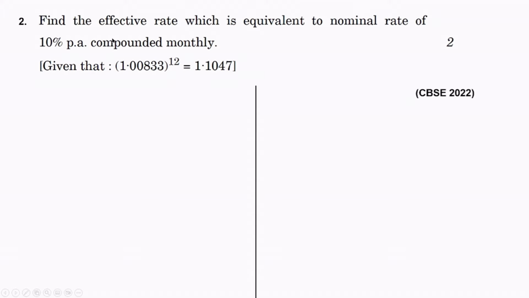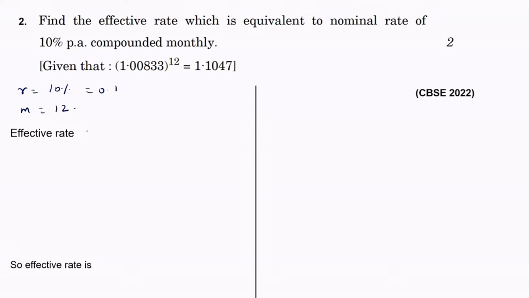Next question, find the effective rate which is equivalent to nominal rate of 10% per annum compounded monthly. Given 1.00833 whole raised to 12 is 1.1047. So here we have to find the effective rate which is equivalent to a nominal rate of 10% per annum that is compounded monthly. So this is again an easy question. So here the nominal rate R is given as 10%, which is 0.1, and it is compounded monthly. So the number of conversion periods is 12. We have 12 months in a year, so M is equal to 12.